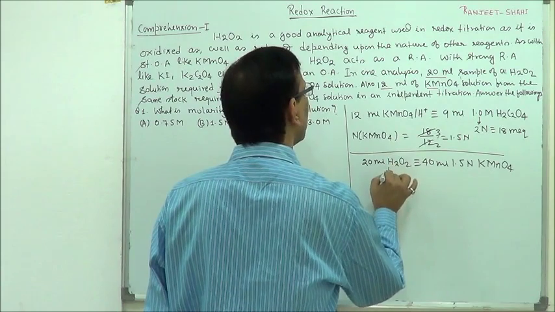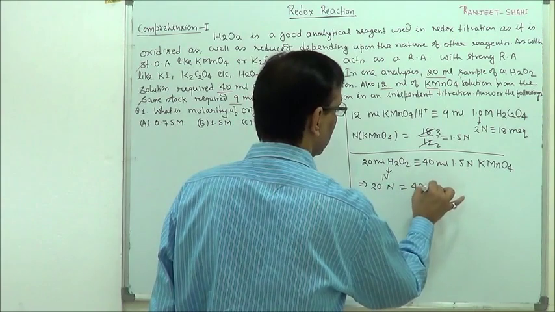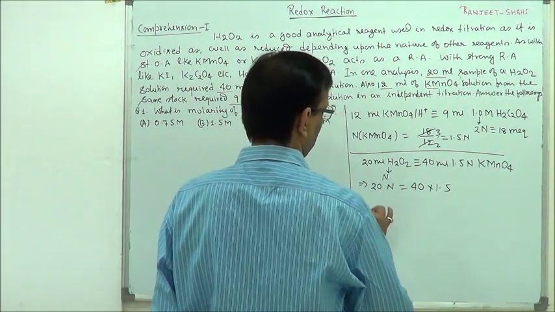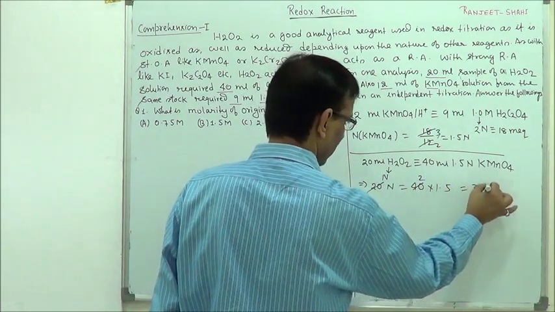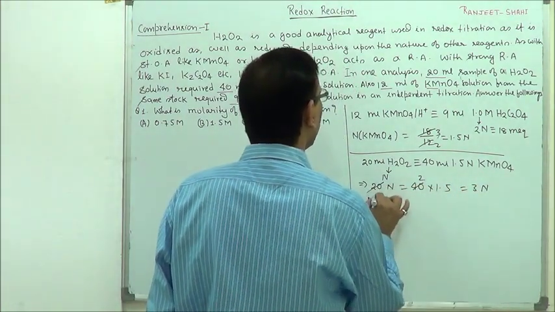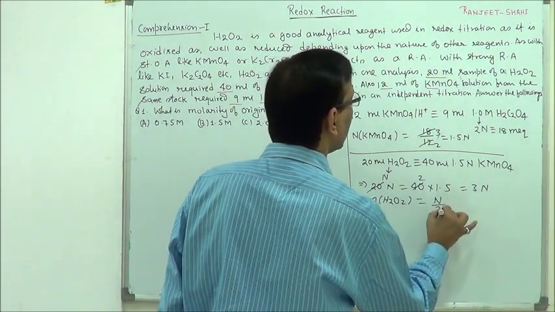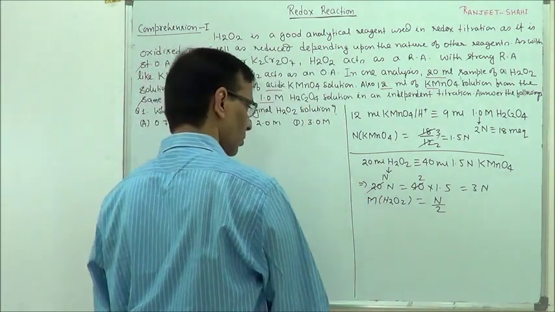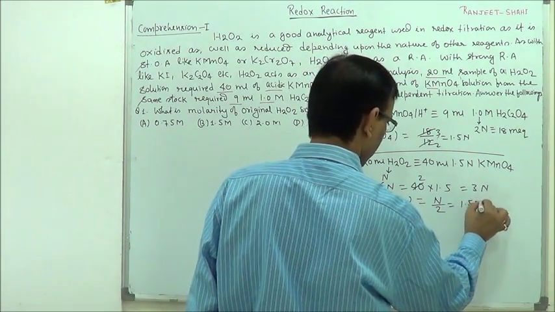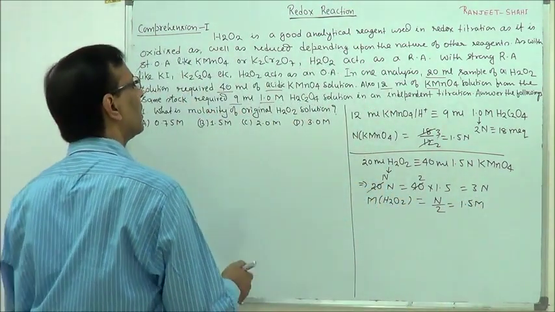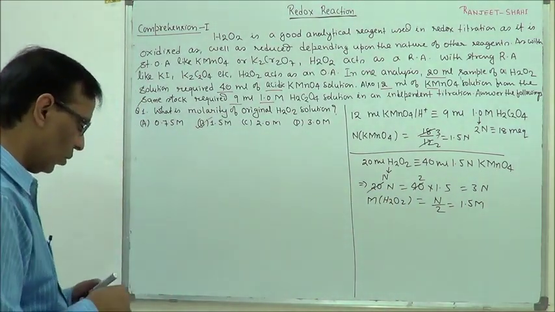If normality of H2O2 is N, then 20 into N is equal to 40 into 1.5. So N is 3 normal. So molarity of H2O2 will be normality divided by 2, since n-factor of H2O2 is 2. So it would be 1.5 molar, and therefore the correct answer will be B, 1.5 molar.